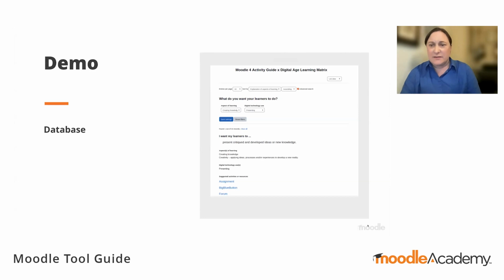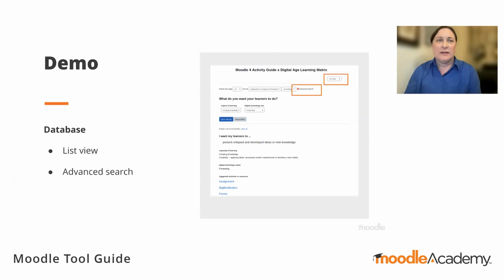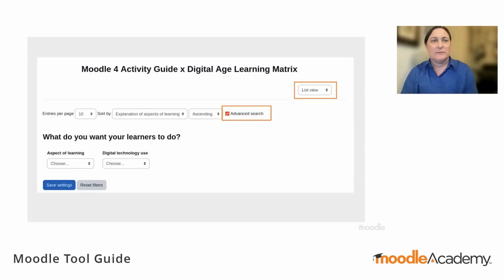So the database is searchable, of course, and it does provide you with suggestions for tools based on what you want your learners to do. And ideally, you need to go straight into advanced search and list view. And that's just a zoom in of what the screen should look like when you start. Otherwise, you won't get those drop-down menus.